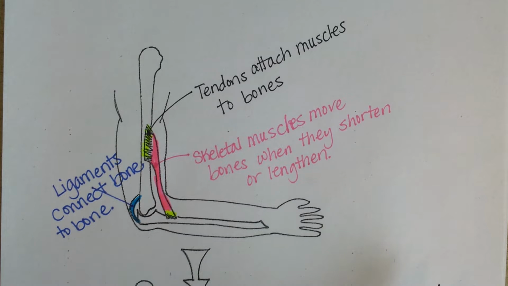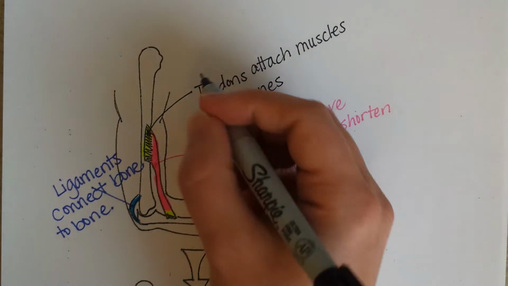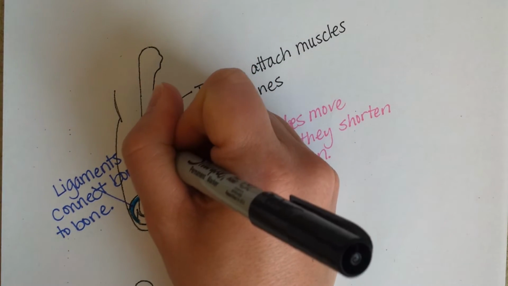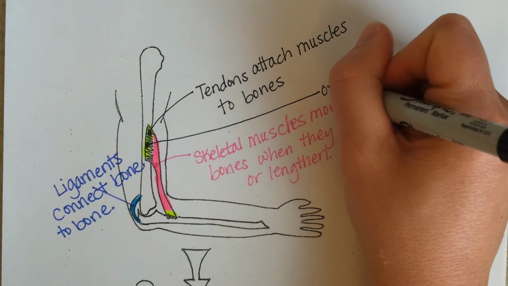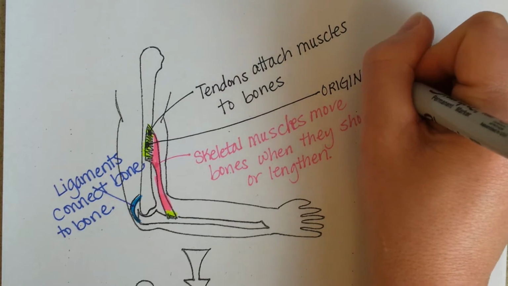In the case of, let's say, your quadriceps muscles, it crosses two joints. It starts on your pelvis, crosses the joint between your pelvis and your femur, and then crosses the joint between your femur and your tibia. Well, the first site of attachment is called the origin of the muscle.